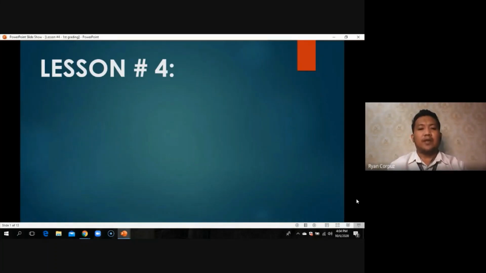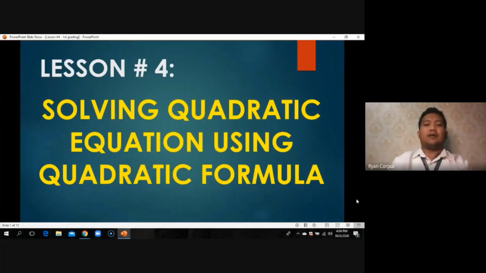So again, we are going to discuss another lesson, which is our lesson number 4. Lesson number 4 will focus on solving quadratic equations using the quadratic formula. This is another method that we can use to solve quadratic equations. This is the fourth one. First is by extracting the roots. Second is by using factoring. The third is by completing the square. And the fourth one is with the use of the quadratic formula. By the method itself, we are going to make use of a formula to find the solutions of a given quadratic equation. So let's start now.